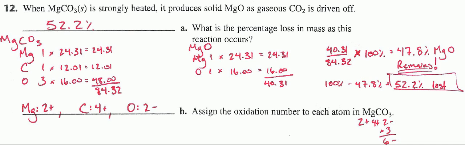B asks us to assign the oxidation number to each atom in magnesium carbonate. Well, we know that oxygen is going to come in with a -2 because it's almost always -2. There are 3 of them, so that's a total of -6. Magnesium is a main group 2 element, so it's going to have an oxidation state of +2. So we have a total of +2, a -6. In order to get both of these values to even out, balance out, have an overall of 0, carbon is going to have to be a +4. So we have magnesium with a +2, carbon with a +4, and oxygen with that -2.